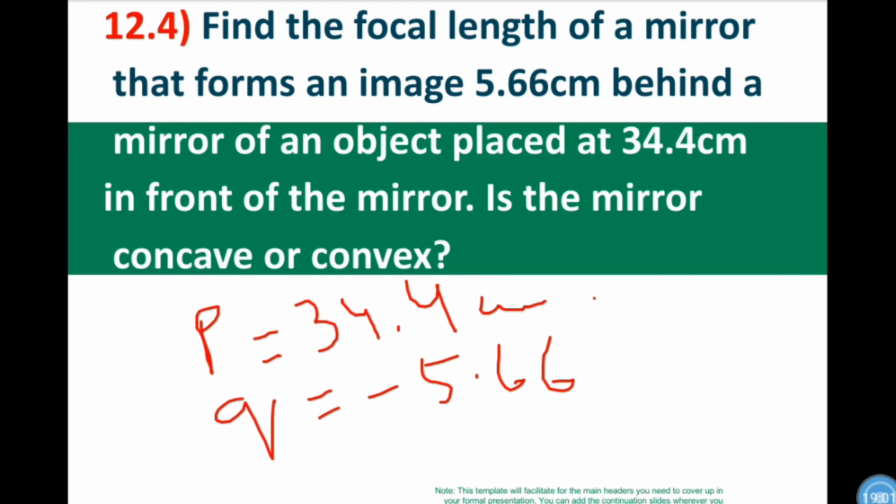It means it is the virtual image, and we know that we have read that in the virtual image, we will take the value of Q as negative. Okay? So we have to find F. F is equal to question mark. Simple, we will apply the same mirror formula as we have read in the previous class. 1 upon F is equal to 1 upon P plus 1 upon Q.